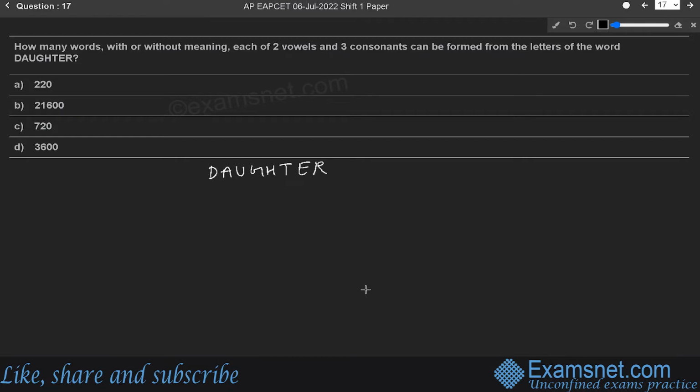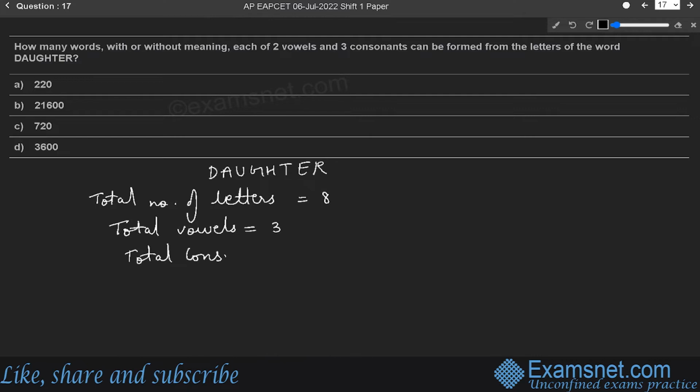D-A-U-G-H-T-E-R. In this word, the total number of letters is 8. Out of this, total vowels will be equal to 3 and total consonants are 5. Now we have to make a word using 5 letters from the given word.